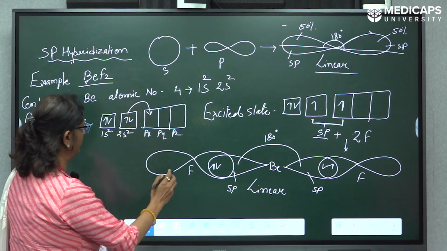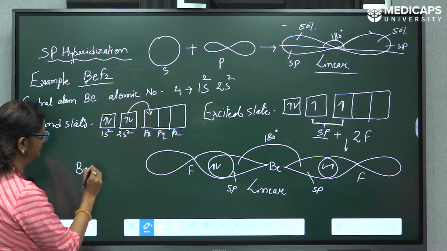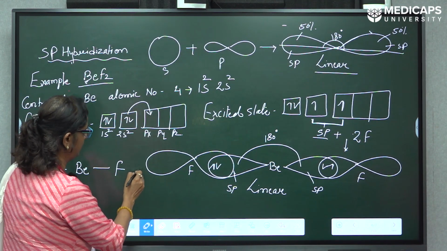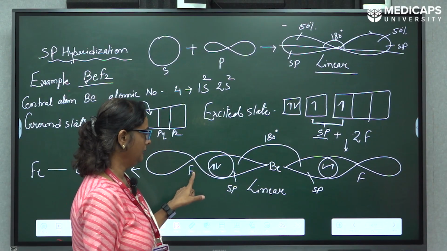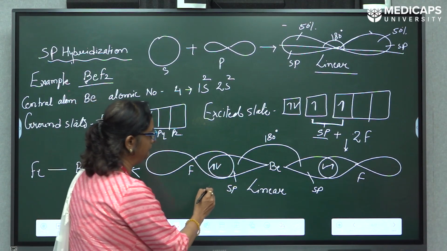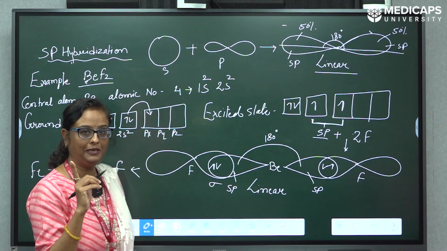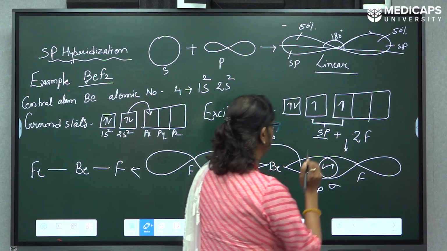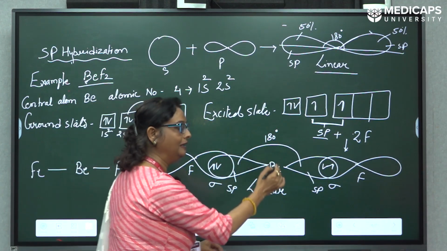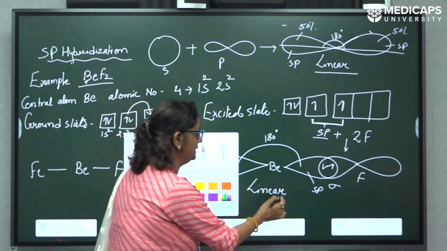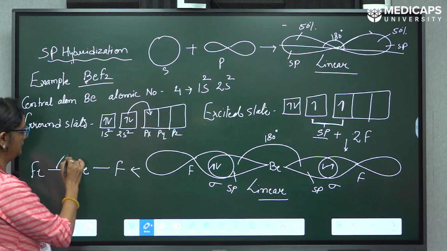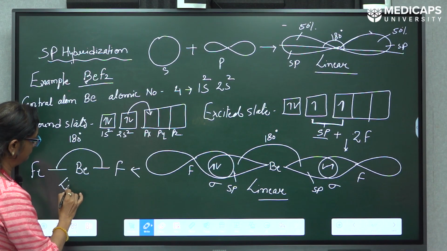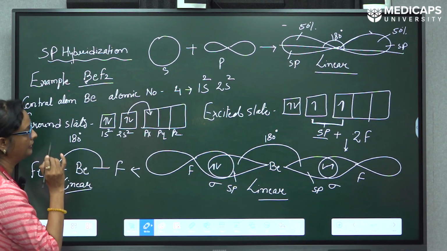So bonding will take place, and this fluorine will perform the head-on overlapping with each and every sp hybrid orbital of beryllium, and due to this head-on overlapping, the sigma bonding will take place, the bond angle is 180 and the shape is linear. So this is the bonding of BeF2 with the help of sp hybridization.